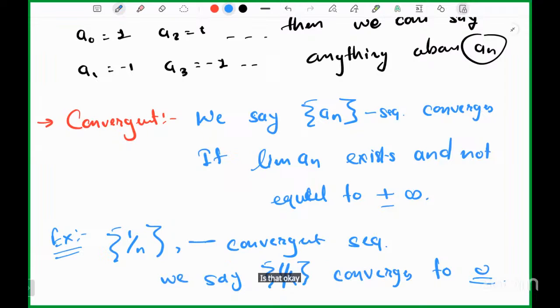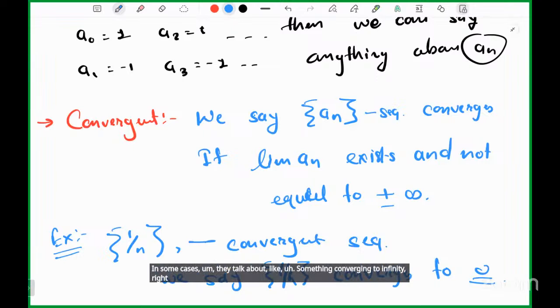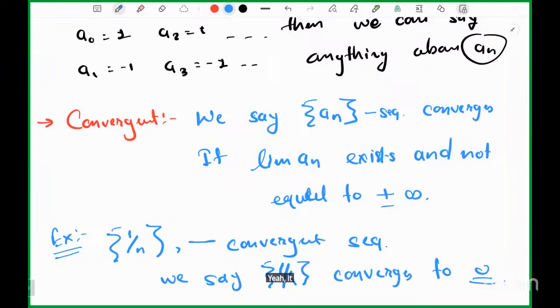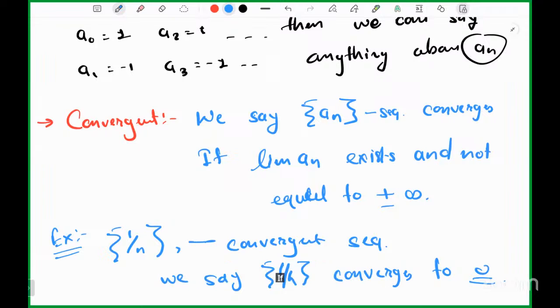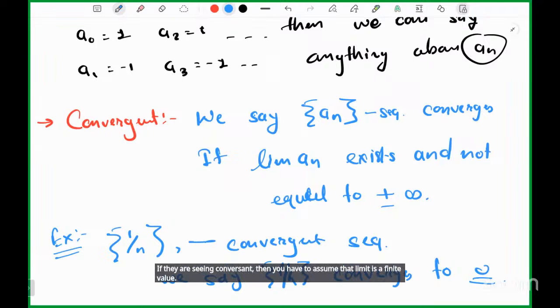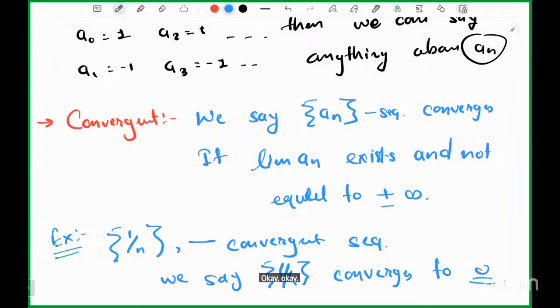Is that okay? Yes, Dilip. In some cases, they talk about something converging to infinity, right? So they use the term converging to infinity. That doesn't mean it's convergent. Yeah, it doesn't mean convergent. So they have to explicitly say converging to infinity. If they are saying convergent, then you have to assume that the limit is a finite value. Is that clear? Shall we move to next?